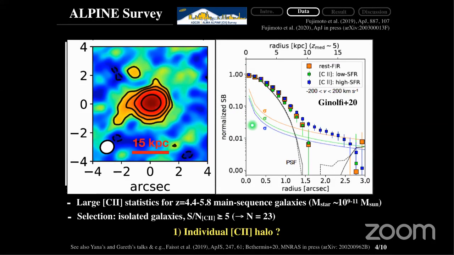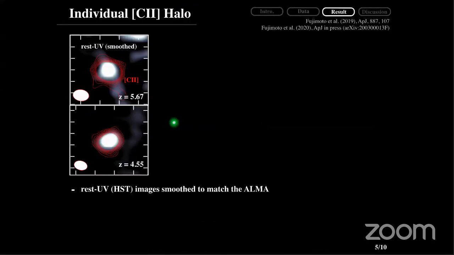But again, what we will address here is individual measurements. So in the studies of extended diffuse emission, the spatial resolution significantly affects the sensitivity. So the left panel shows the rest-frame UV continuum map taken from HST after smoothing to match the resolution with ALMA.